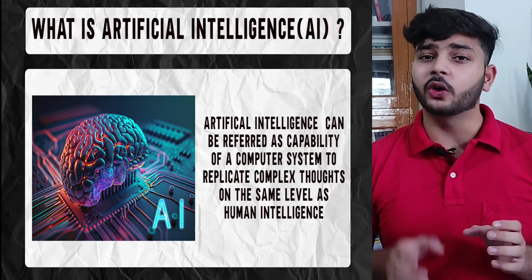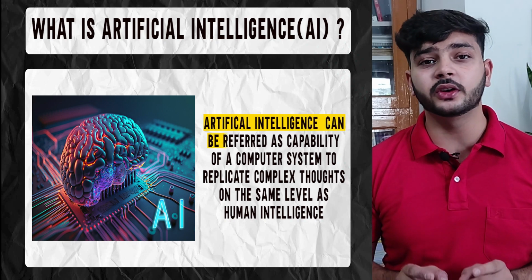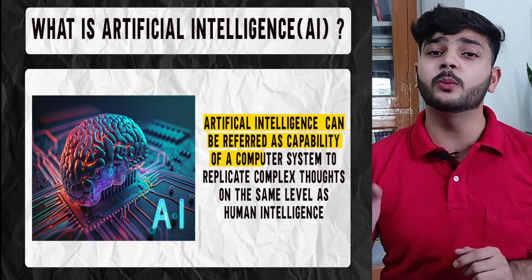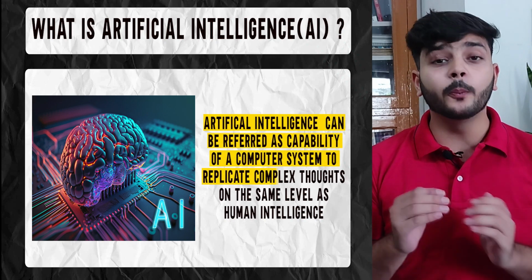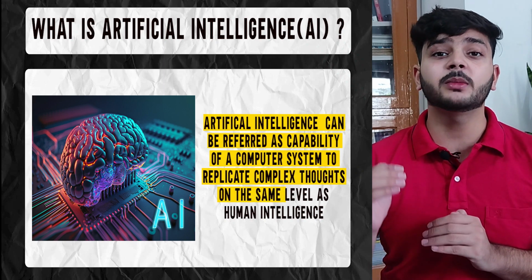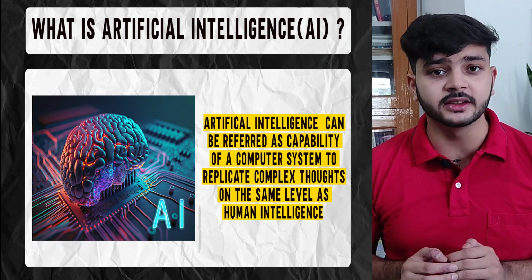Today we are going to talk about AI, and also I will cover 5 AI tools which I think are useful for most of the people right now. So before we see the examples of AI, let us understand what AI is and how does it work. So first thing first, what is AI? AI or artificial intelligence can be referred as a capability of a computer system to replicate complex thoughts on the same level as a human intelligence.